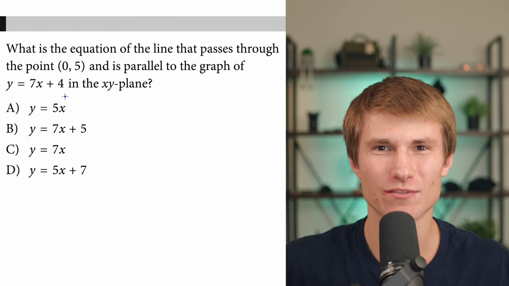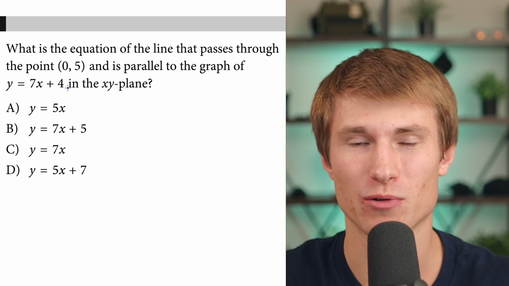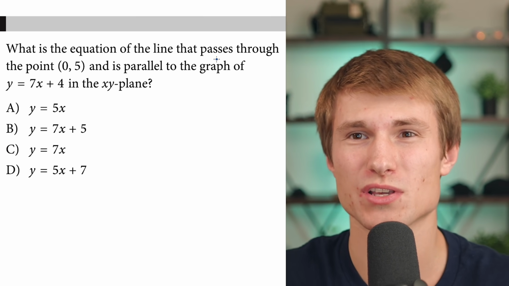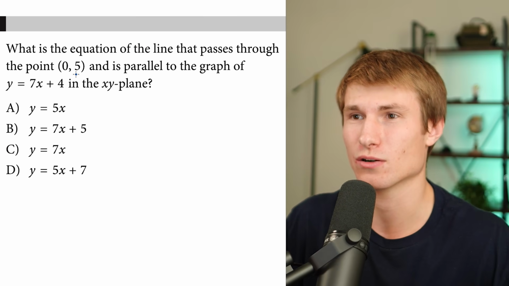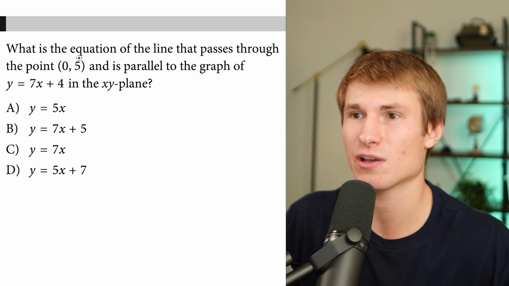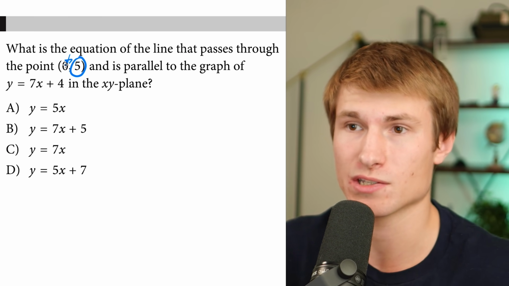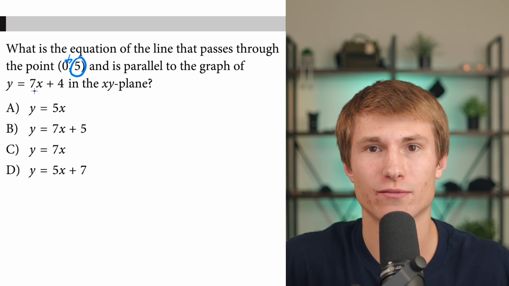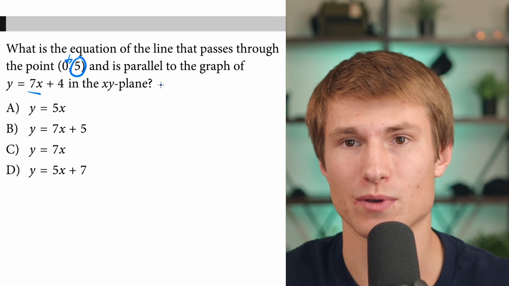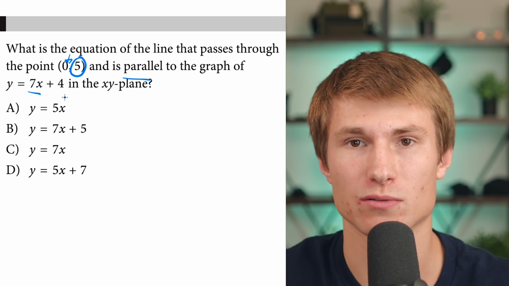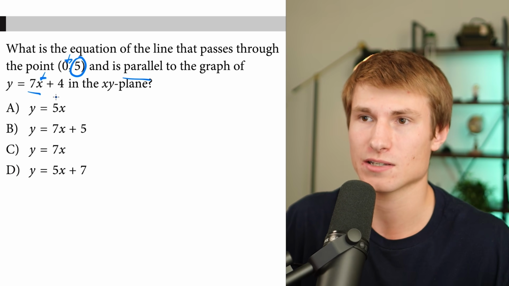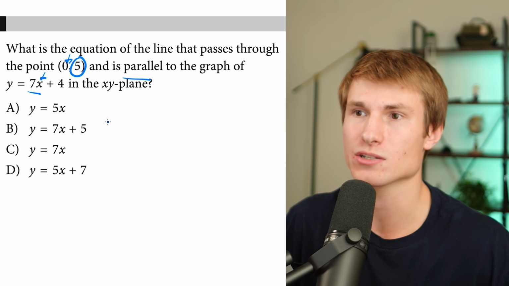Here's how to quickly solve this SAT math question by understanding slope and y-intercepts. Question 11 states, what is the equation of a line that passes through the point (0, 5)? Well, the point (0, 5) means that we have a y-intercept of 5 because that x-coordinate is 0. So that is where we are crossing the y-axis. And is parallel to the graph of y equals 7x plus 4 in the xy-plane. Well, if we're parallel to the graph of y equals 7x plus 4, that graph has a slope of 7. And since we're parallel to it, we also must have a slope of 7.